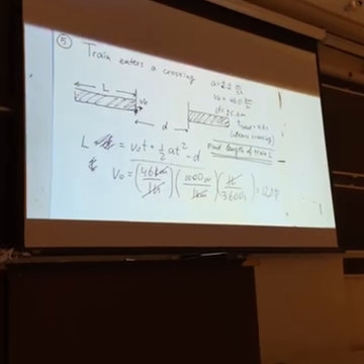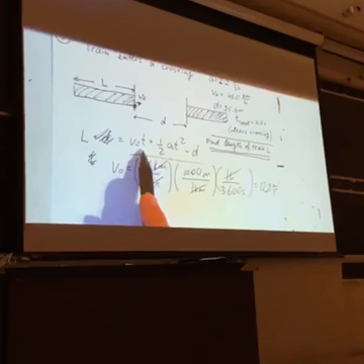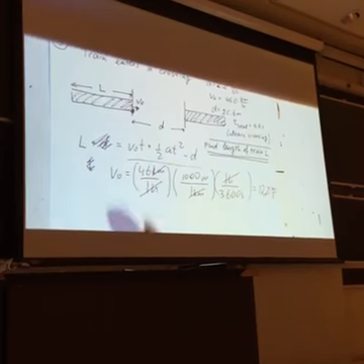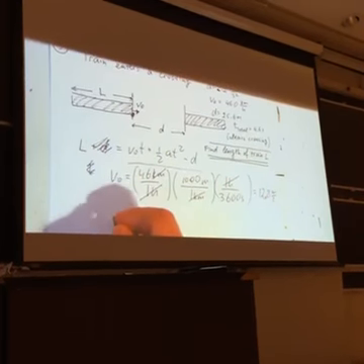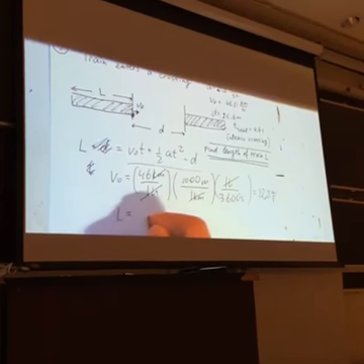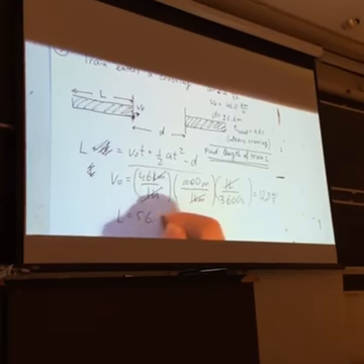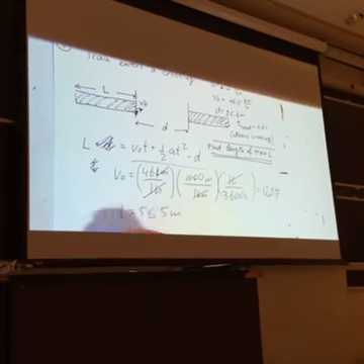So I use this v0, time is given, a is given, I determine the length of the train is 56.5 meters.